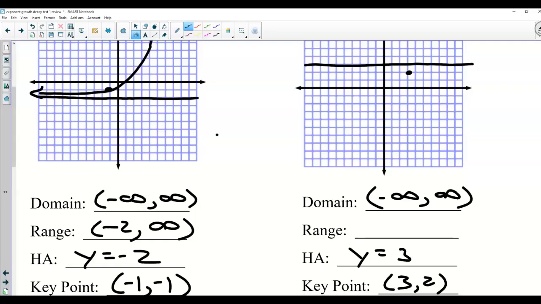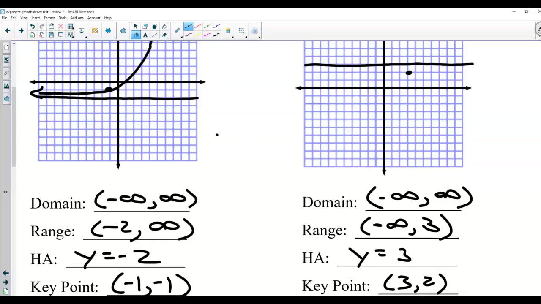When that key point is below the asymptote, that means my range is going down. I'm going from negative infinity to 3. That graph goes down to negative infinity, not up to infinity, because the asymptote blocks the graph. It's not going any higher than that.